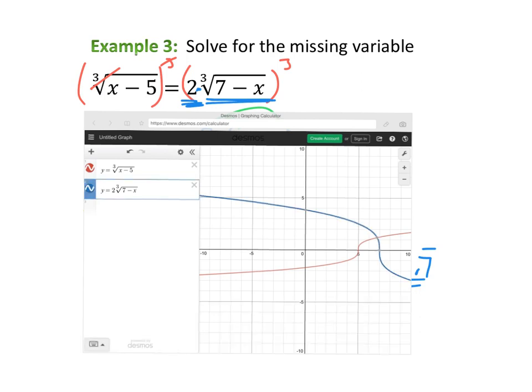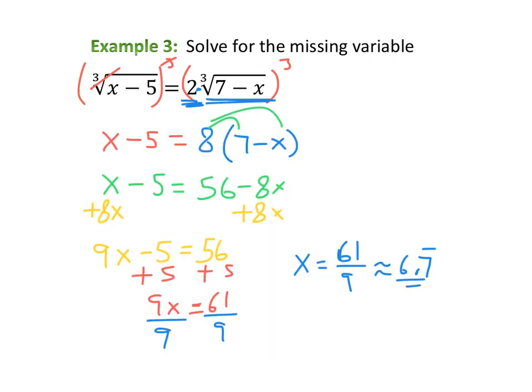The two intersect at, if you look closely, it's hard to see because it's probably pretty small, 6.778. Again, we're only looking at the x value because that's the only variable we have. We only have one variable in the original problem. So 6.778, which is probably the 6.7 repeated that we got when we solved it. So 61 over 9 works.